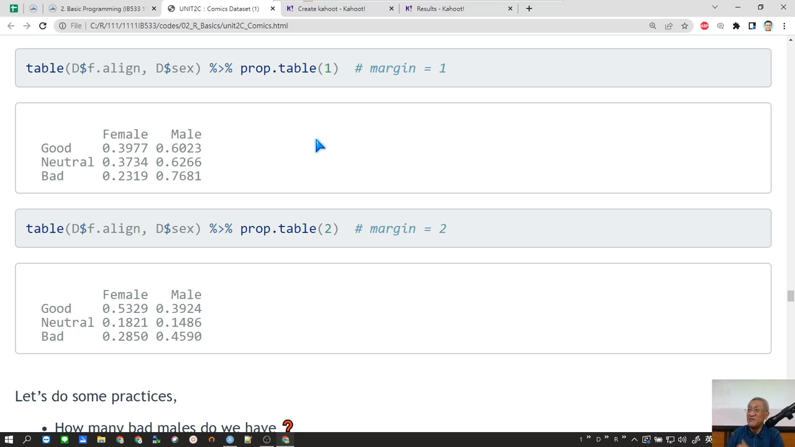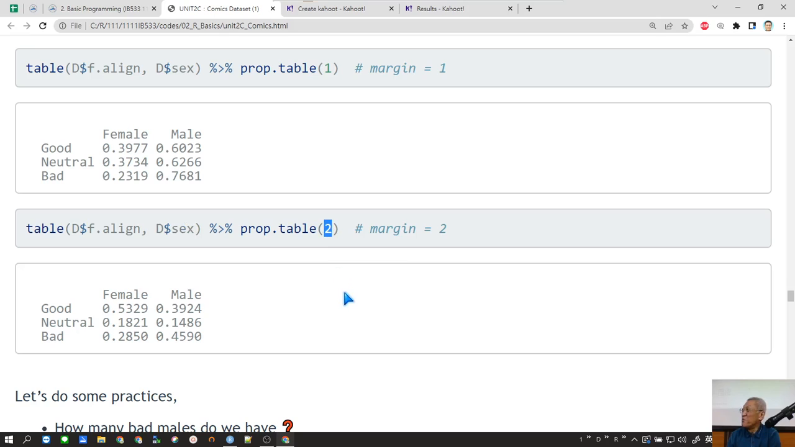So when we say conditional probability, we are saying that given sex, right? In this question, we are talking about given sex. We want to know the probability of neutral, right? That's the thing. So the given thing is the margin.